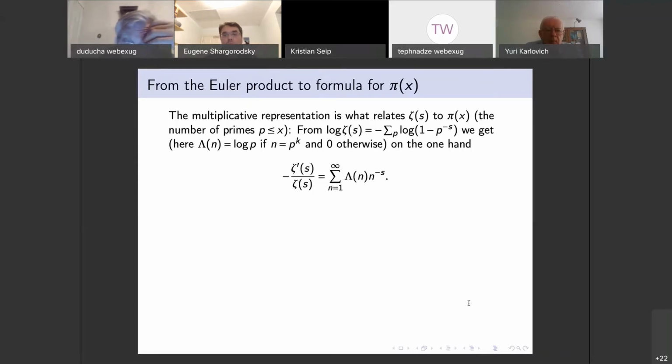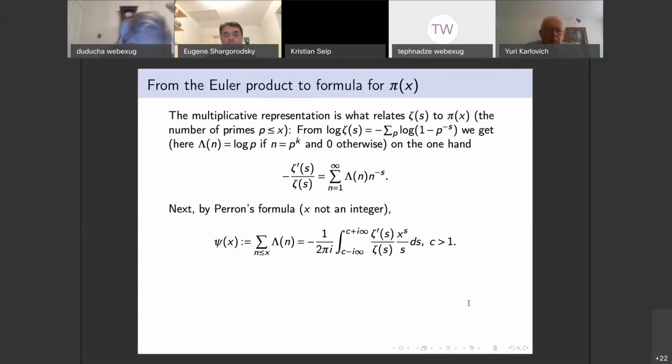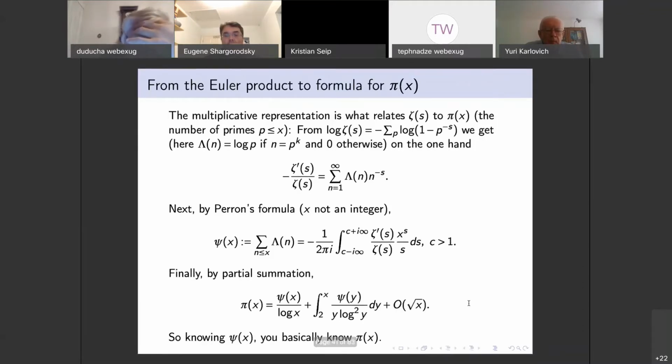In terms of the Euler product, you get a Dirichlet series. Then you get minus zeta prime over zeta as a Dirichlet series with coefficients given by the so-called von Mangoldt function lambda of n, which is log p if n is a power of a prime and zero otherwise. And then the trick is to use the so-called Perron formula to get the partial sum of this von Mangoldt function lambda of n up to x. You get the sum of the lambda n's up to x by taking this contour integral to the right of the one line: you take zeta prime over zeta and multiply it by x to the s over s. It's an exercise to check that this identity holds.